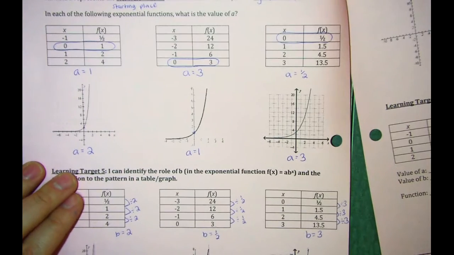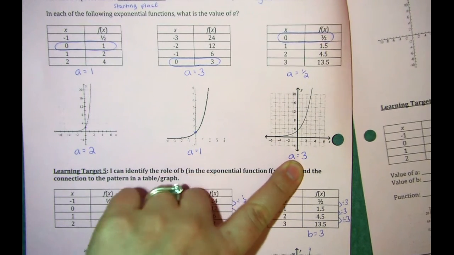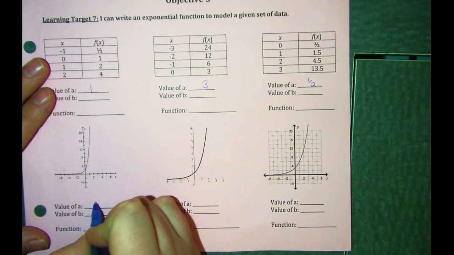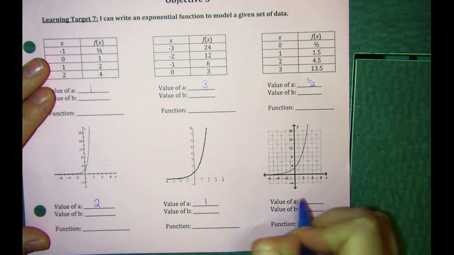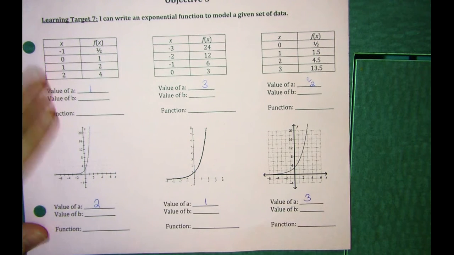The A value for my three graphs are 2, 1, and 3 if we look back at learning target 4. So 2, 1, and 3. So value of A is 2, 1, and 3 because those are the y-intercepts.